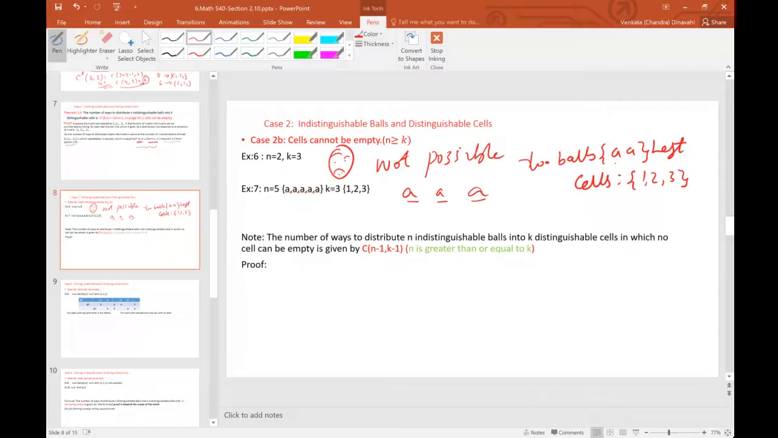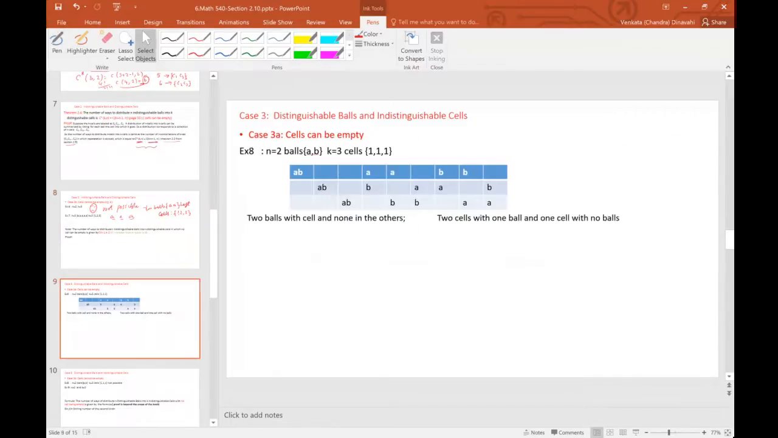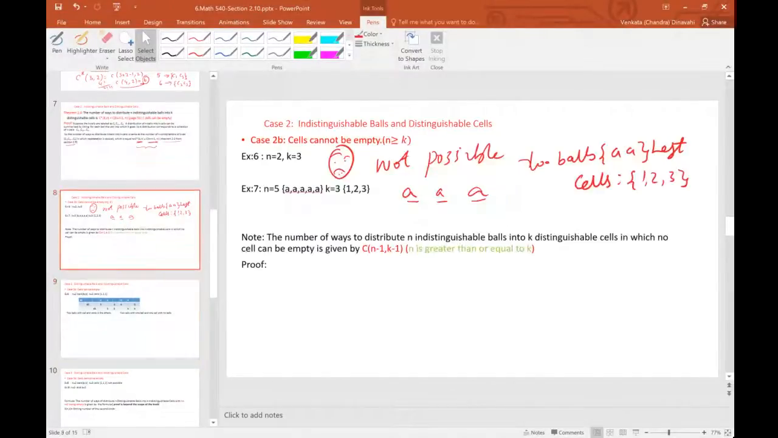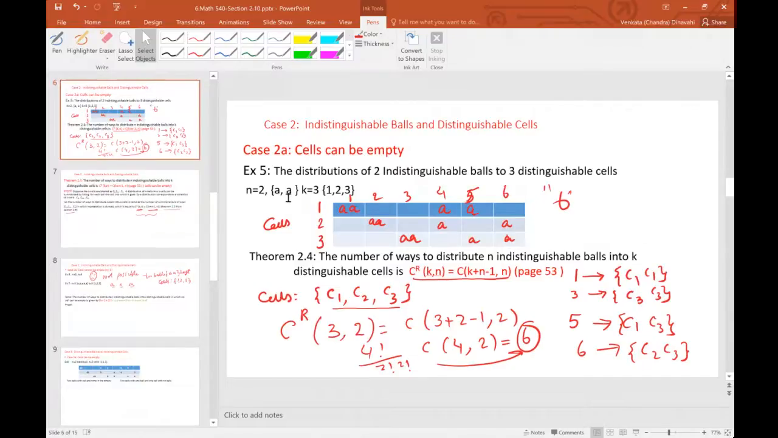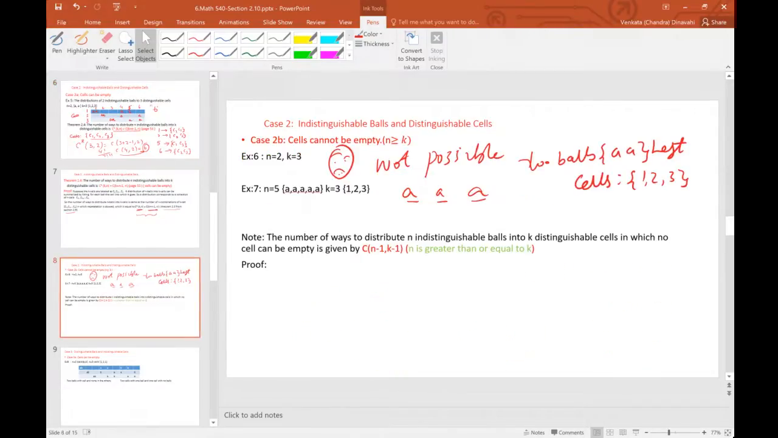Now you need to figure out how many different ways I can put these 2 balls into these 3 cells. I don't have any restriction because I already filled each cell. So the number of ways I can put 2 indistinguishable balls into 3 distinguishable cells is exactly the same as this previous example. Number of ways you can put 2 balls in 3 cells, and I know that can be done in 6 ways.